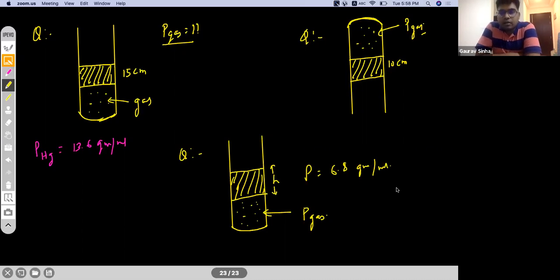Okay, so you place it in centimeter of Hg. You don't have to place it in Pascal. You also won't get such options, okay?